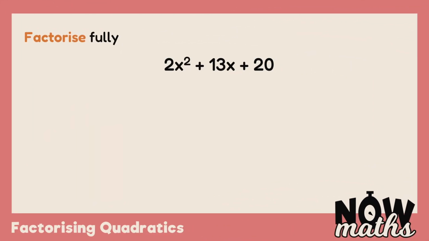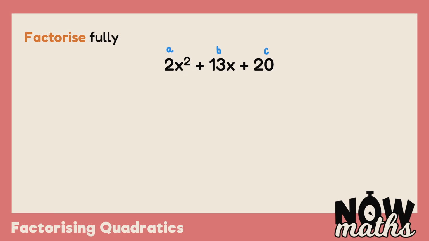So we'll start off by looking at a couple of examples with only positive numbers, and then we'll work our way towards examples that have negative and positive numbers. To use this method, the first thing we're going to do is label the coefficient of x squared a, the coefficient of x b, and the constant on the end c.